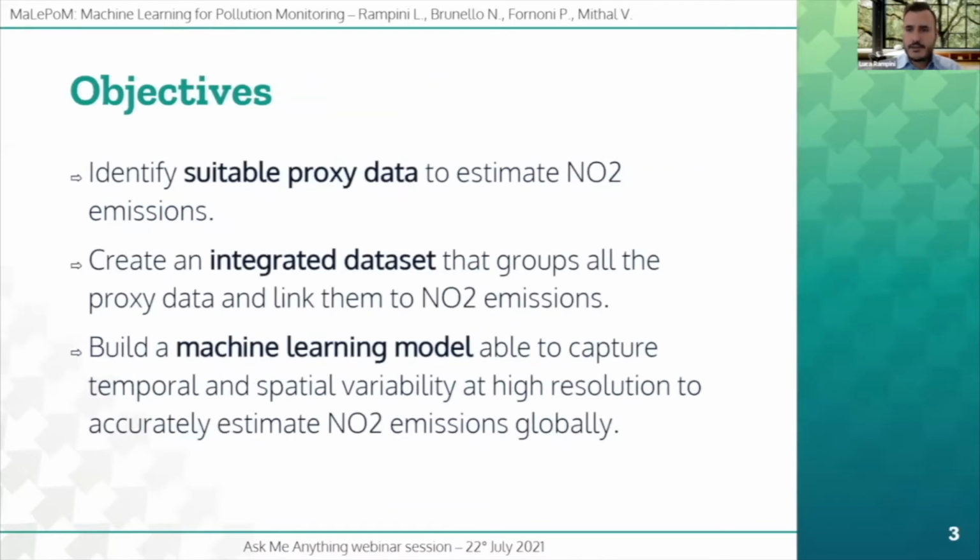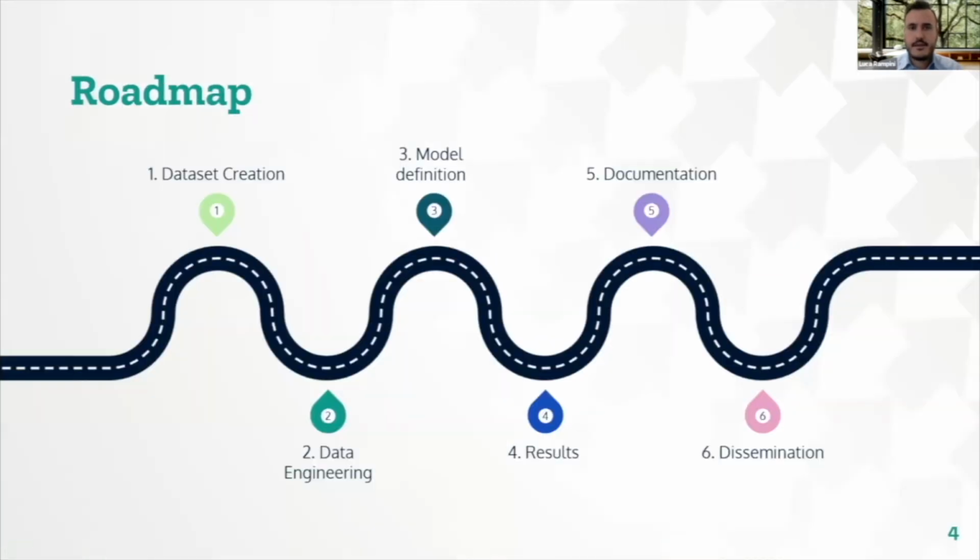Therefore, our objectives are to identify suitable proxy data to estimate NO2 emissions, gather them and create a unique and integrated dataset that groups all the proxy data. And with this unique dataset, we will build and train a machine learning model, which should be able to capture both temporal and spatial variability with a high resolution and globally for the NO2 emissions.